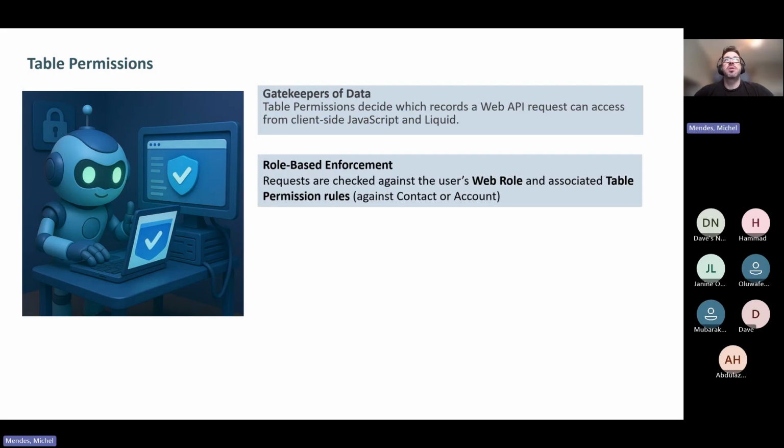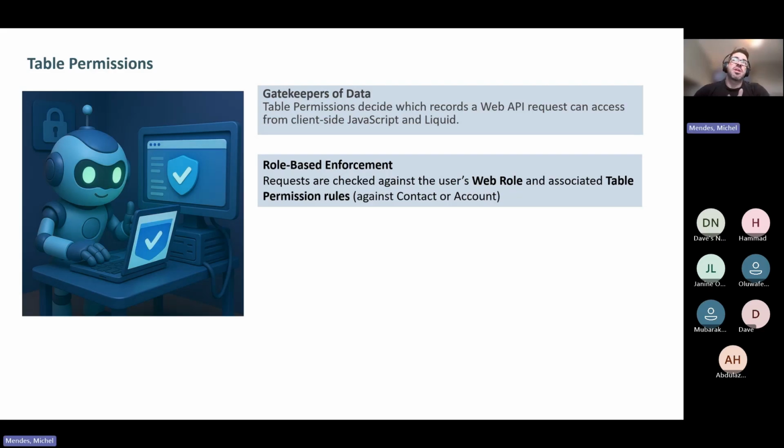Table permissions are linked to web roles. So for example, we can have web roles for administrators that can see more data than normal users. And then normal users would see fewer tables, less data in the tables, according to how you configure it.